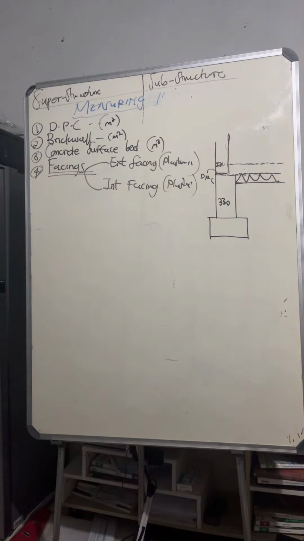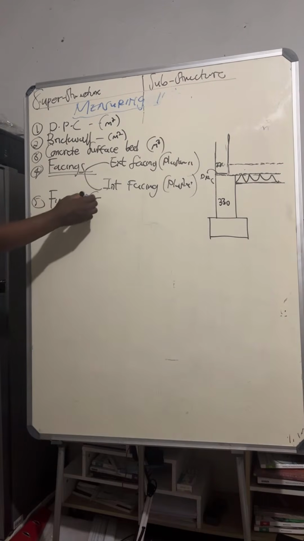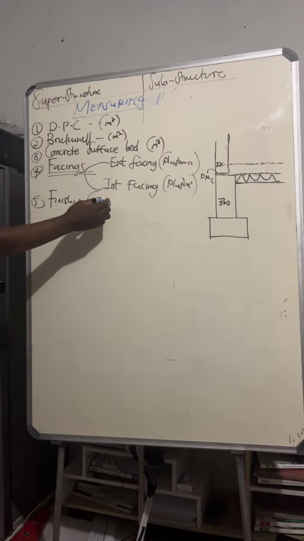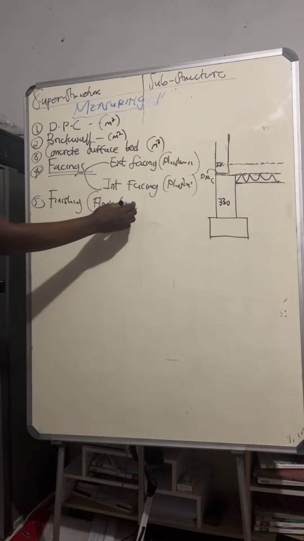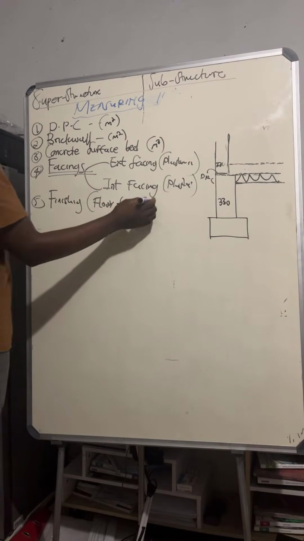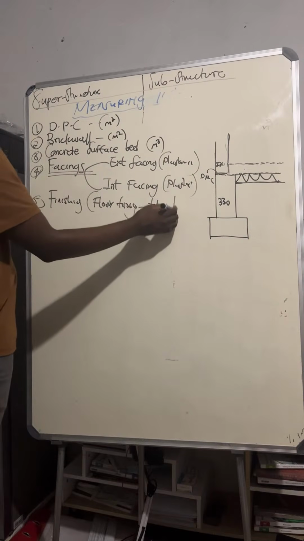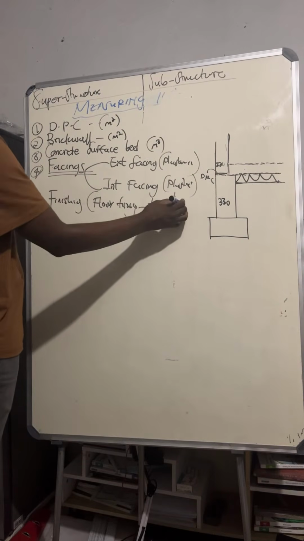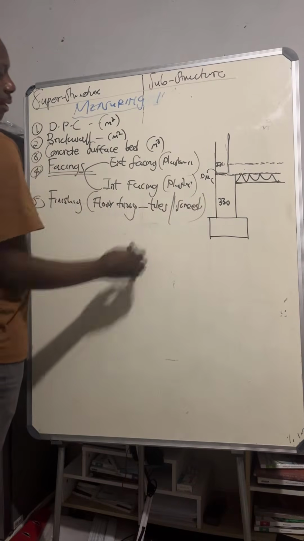Yes. Good. Now after that we have what? Finishings. We are talking about floor things. Floor finishings. Our floor can be finished with what? With tiles, or it's a screed. Or it's a screed. You understand?